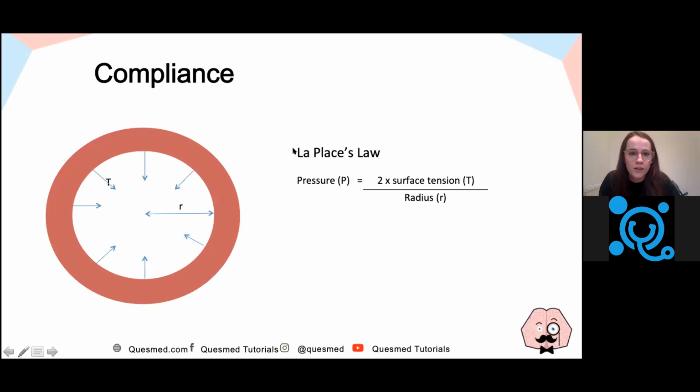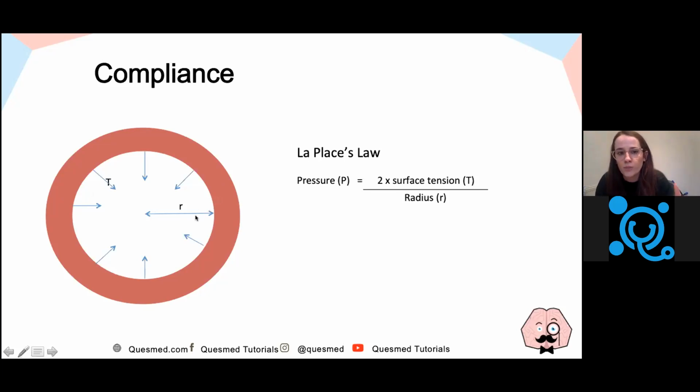Okay, so when we think about compliance and this change in pressure, we think about Laplace's law. So you may have seen this picture before where you've got this circle. The inward arrows are the surface tension, so that's the force which is pulling the alveoli closed and trying to get it to shut. And then we've also got the radius.